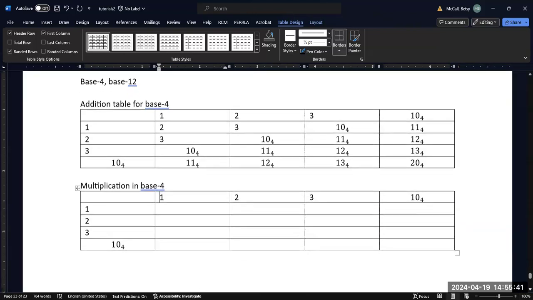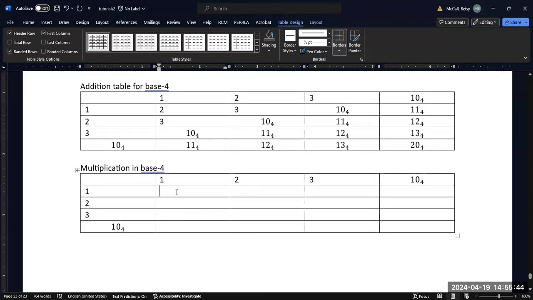And then we have to remember that we're multiplying. You can see how hard it is, but we're multiplying. So 1 times 1, that's still 1. So that's fine. 1 times 2, we're multiplying.